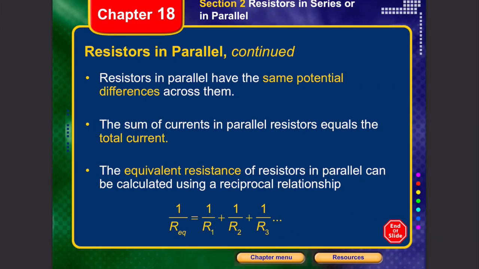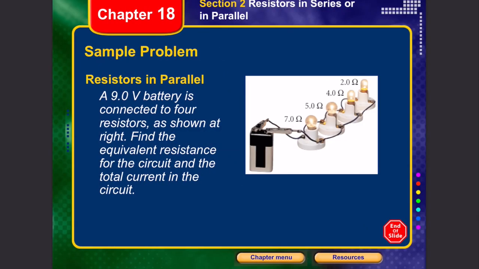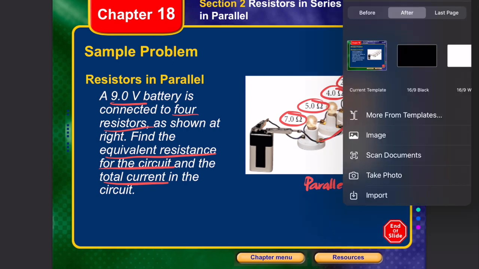So let's take a problem and try to solve it. A 9 volt battery is connected to 4 resistors as shown to the right. Find the equivalent resistance for the circuit and the total current in the circuit. So they have 7 ohm, 5 ohm, 4 ohm and 2 ohm, and all of them are connected across one single terminal, which means that this is a parallel circuit. So let's try and take the data here.